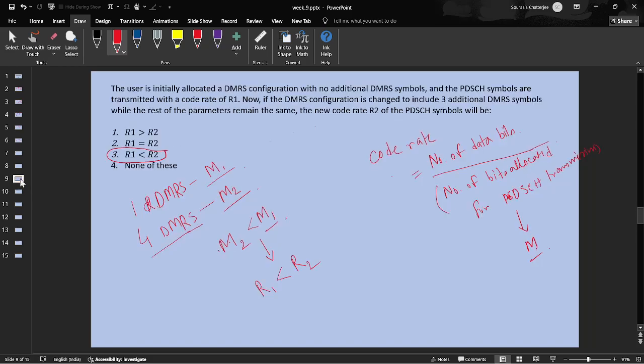I have a question on the previous one. Suppose we have initially four additional DMRS symbols and we reduce it to two. What will happen in that case? Will R1 be greater than R2? In that case, yes, because I will have more resource elements available, basically more bits available for transmission. Since my actual information bits remain the same, the code rate will drop.